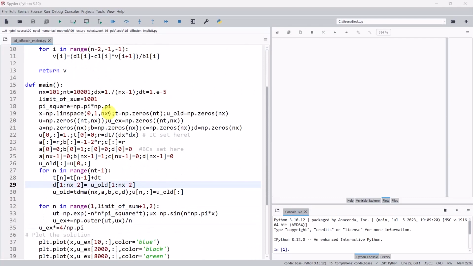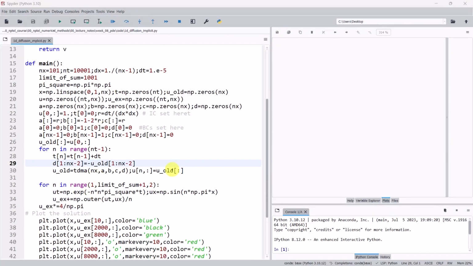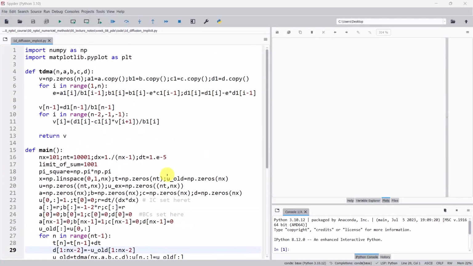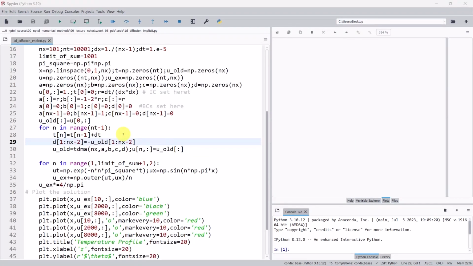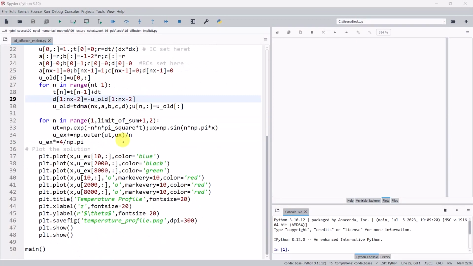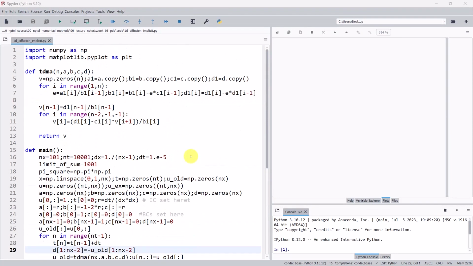So from Thomas algorithm, I am getting this U here, and every time this TDMA will run once. So the calculation is much more involved than the explicit calculation. Once this calculation is done, I am calculating here the analytical solution exactly the way I did it before, and then I am plotting the results, analytical versus this implicit solution.